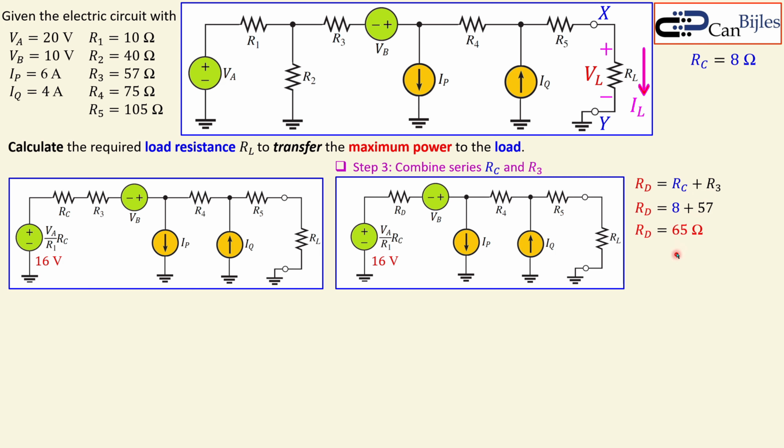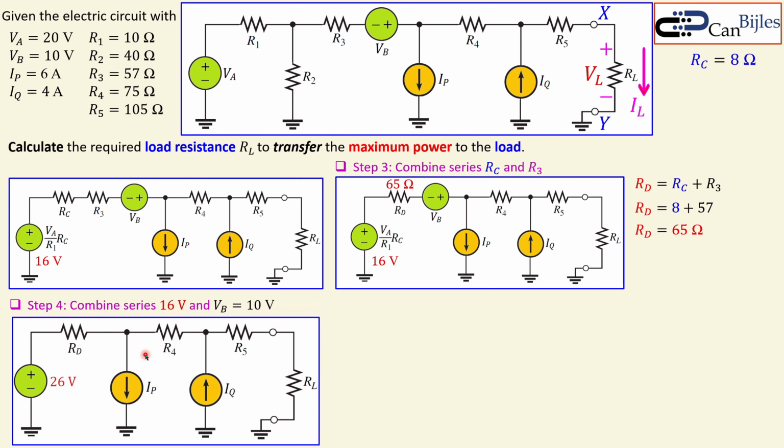8 plus 57 will give you 65. So I now have 65 ohms here, and I have 16 volts, and I also have VB here. We know the following: if you have two voltage sources in series, you can combine them to make one voltage source. If you have two current sources in parallel, you can combine them to make one current source. That's also valid. So this is 65 ohms, and now we can combine this 16 volts with the VB of 10 volts, and that is 26 volts in total. Why? Because they have the same polarity. You can see at this node I get VB plus 16.